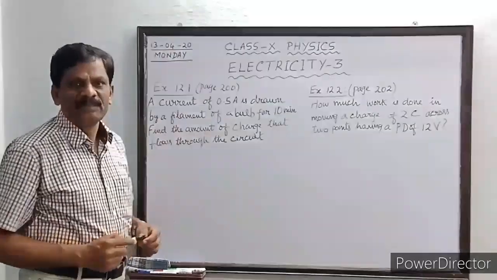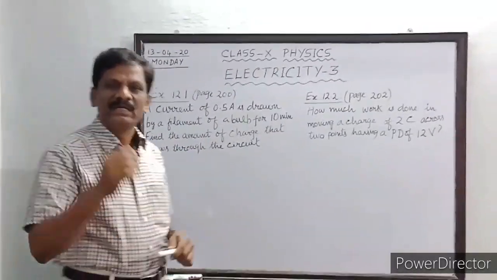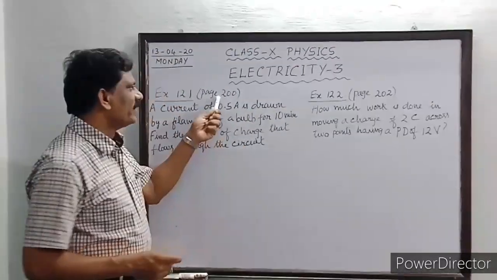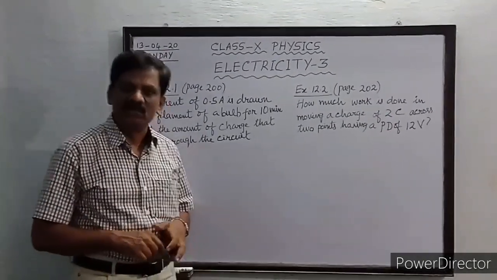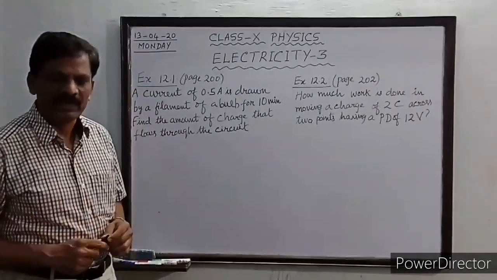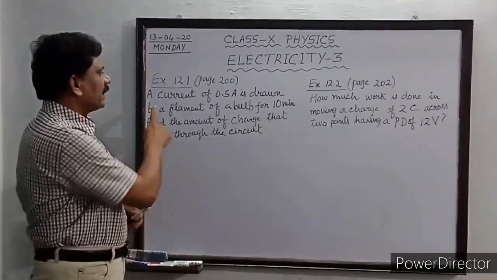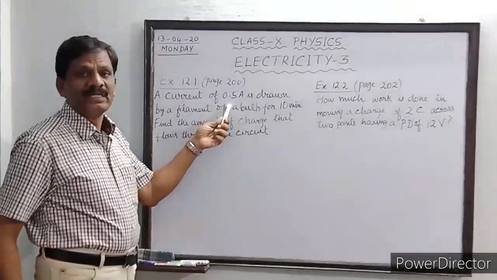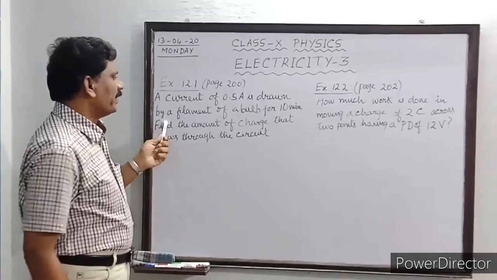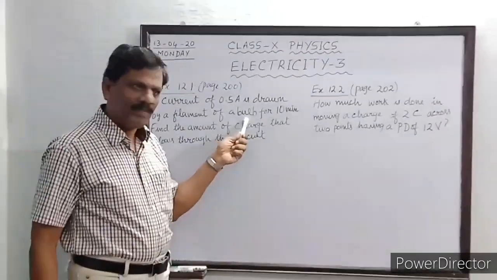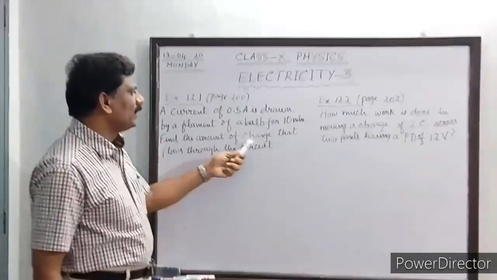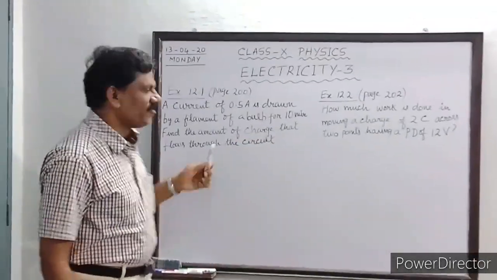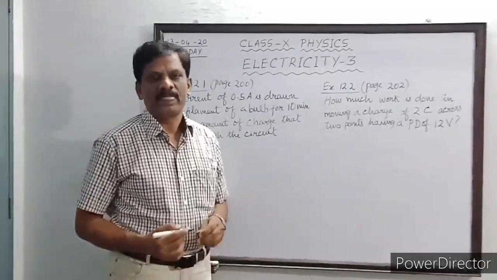First one is example 12.1 in your textbook. It is given in page number 200. If you have the textbook, you can refer to the textbook. I will read the numerical problem. A current of 0.5 ampere is drawn by a filament of a bulb for 10 minutes. Find the amount of charge that flows through the circuit.